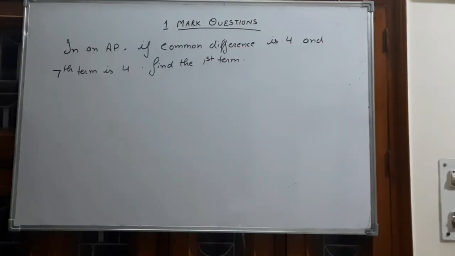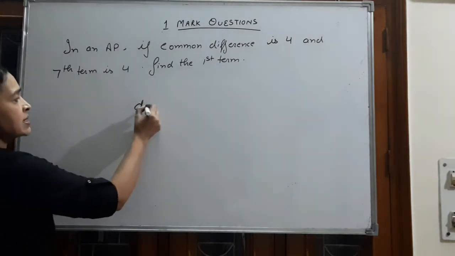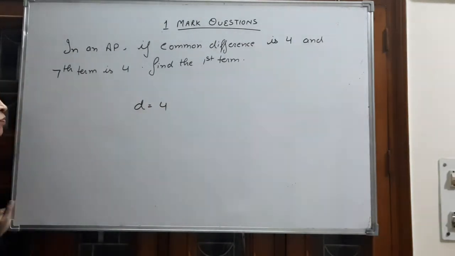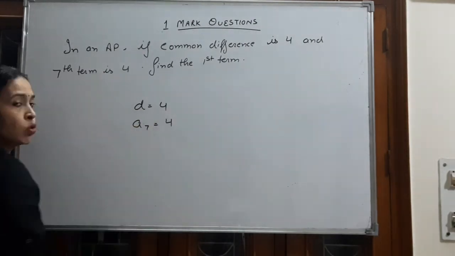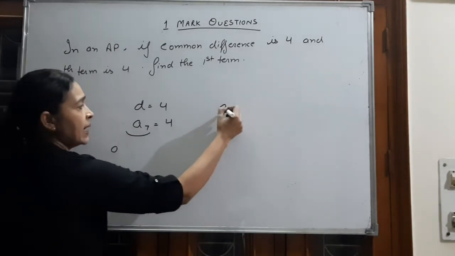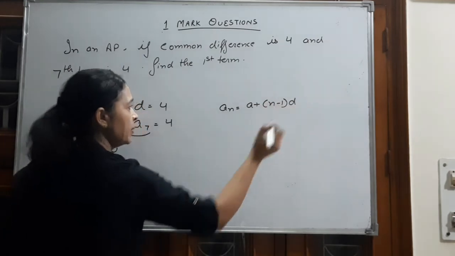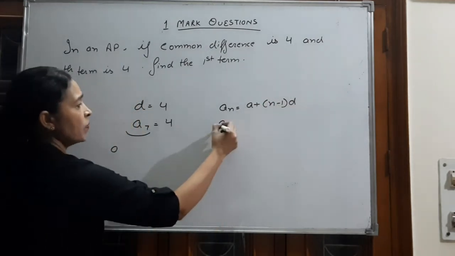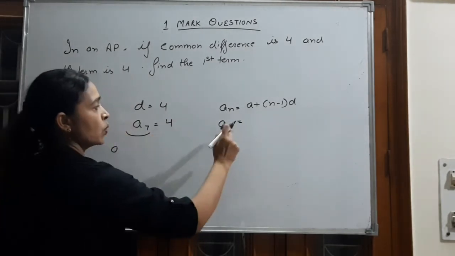In an AP, if the common difference is 4 and the seventh term is 4, what do we have to find? We have to find the first term. The common difference D is given as 4. Now, the seventh term of the AP, A7, is also 4. What is AN? A plus N minus 1 into D. What will be the value of A7? The value of A7 is 4.